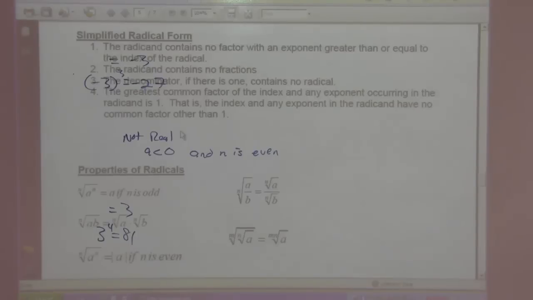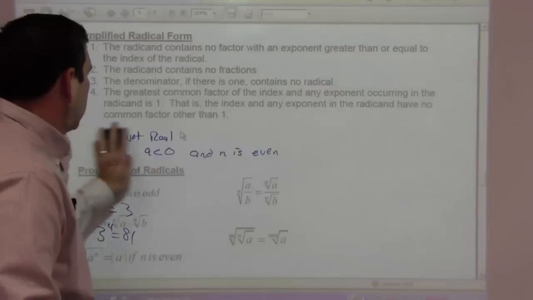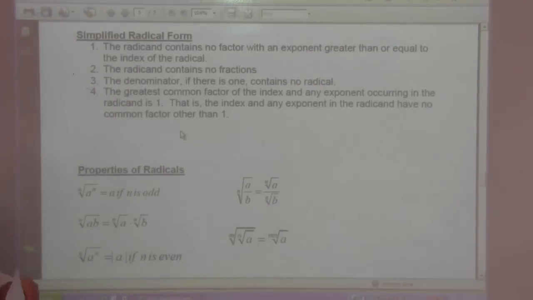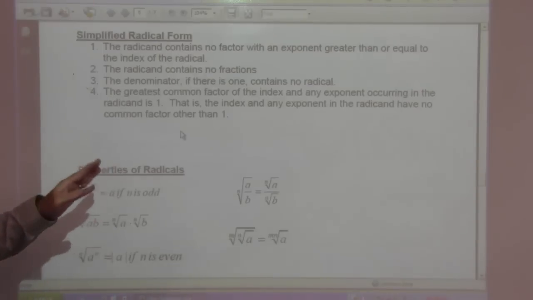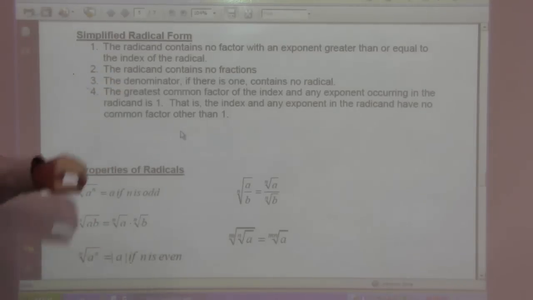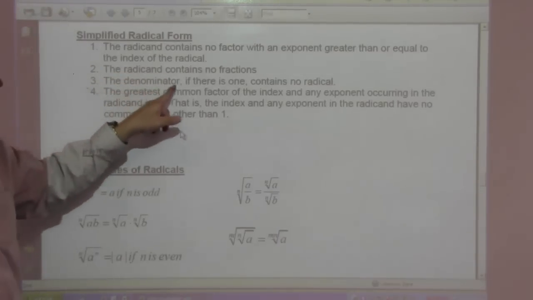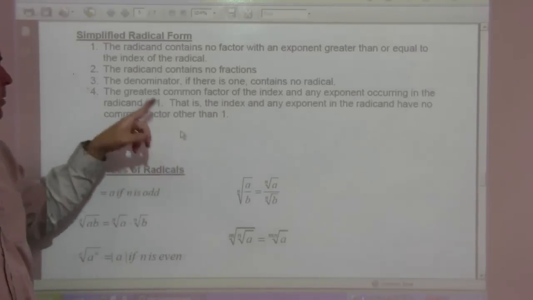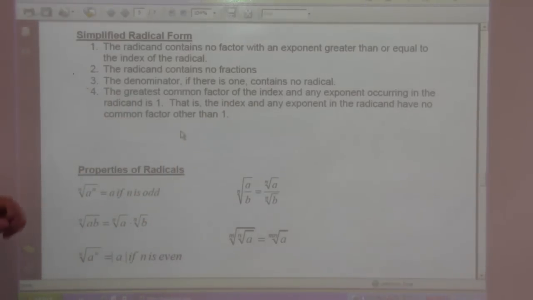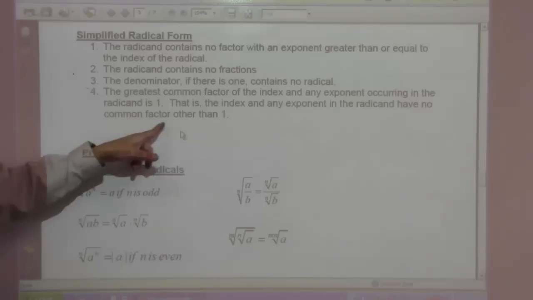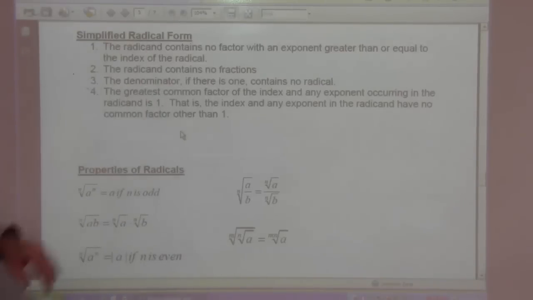Simplified radical form. The radicand contains no factors with an exponent greater than or equal to the index of the radical. The radicand contains no fractions. The denominator, if there is one, contains no radical. And the greatest common factor of the index and any exponent occurring in the radicand is 1. That is, the index and the exponent in the radicand have no common factor other than 1. This means you're in simplified form.